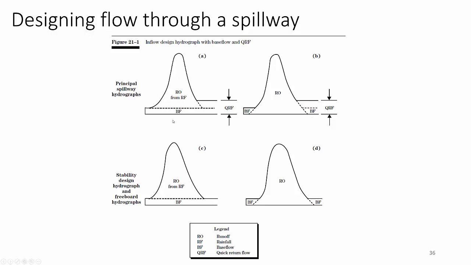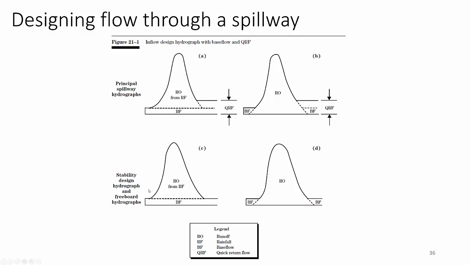So we have runoff, we have rainfall, we have base flow, and we have quick return flow. These are the 4 types of flows in the system. You can see how the principal spillway hydrograph is affected by them. Quick return flow can actually extend the tail of the hydrograph.